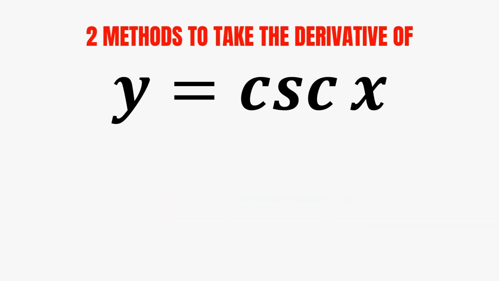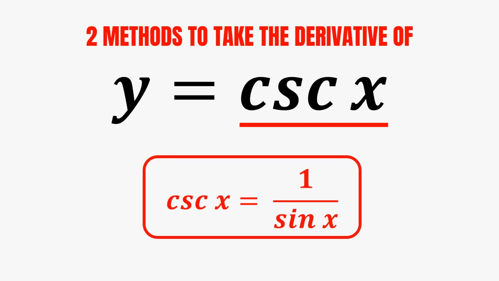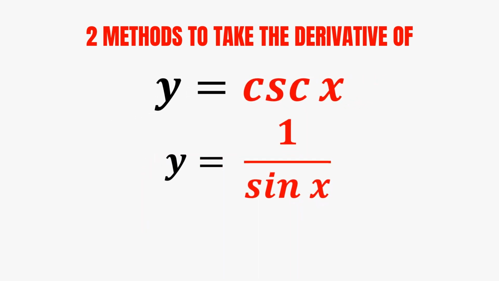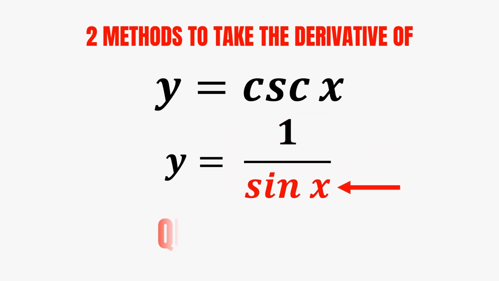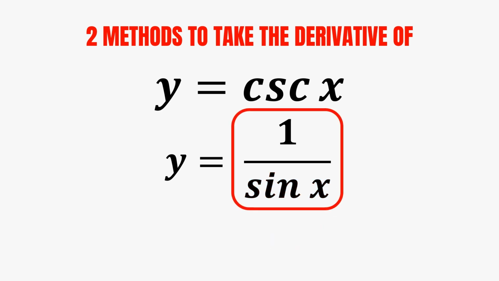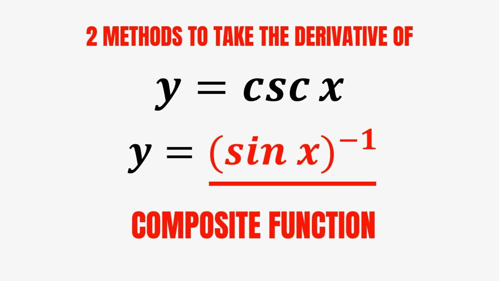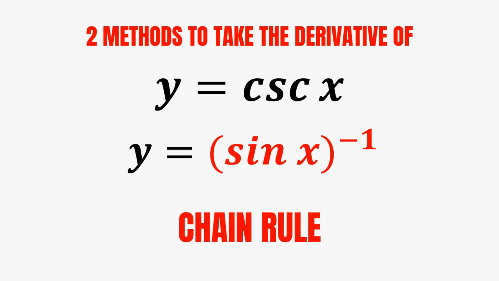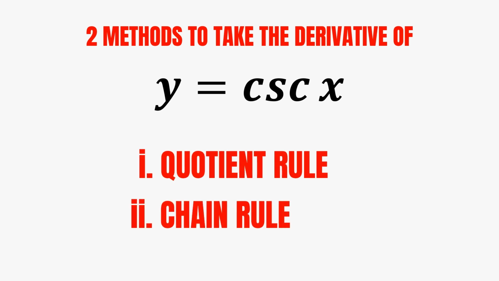Before we begin, let's recall that cosecant x is equivalent to 1 over sine x. So we can rewrite the equation by replacing the cosecant x with 1 over sine x. As now we have a quotient of functions, which is 1 divided by sine x, we can apply the quotient rule. Apart from that, notice that this 1 over sine x can also be written as sine x raised to the power of negative 1. As this is a composite function, we can apply the chain rule. Therefore, the two methods to differentiate cosecant x are the quotient rule and the chain rule.